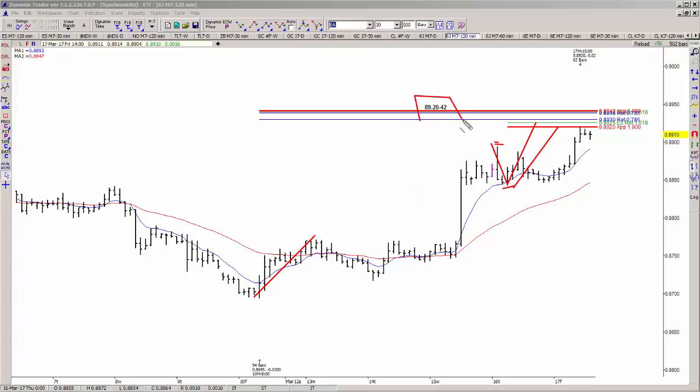I don't know if it's going to trigger a short for you, okay? That's why we have to wait for a signal. But we do want to watch this area anywhere between this 89.20 to, actually it shows up as 42 rather than 40 on this chart. But that's the general area where we're going to watch for a possible failure.